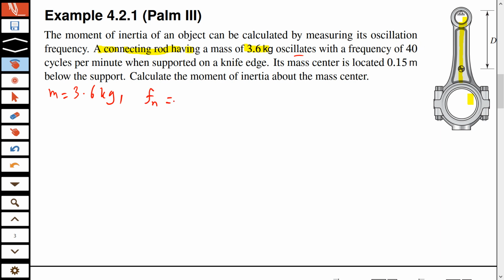So the natural frequency you see is 40 cycles per minute, and usually it's a good idea to convert it to cycles per second. That means that you divide this by 60, okay? Because 1 minute is 60 seconds, so this should give you two-thirds cycles per second.